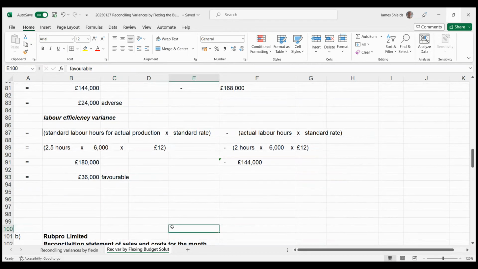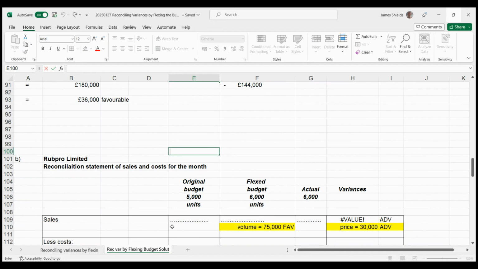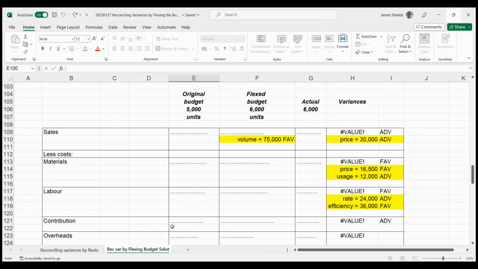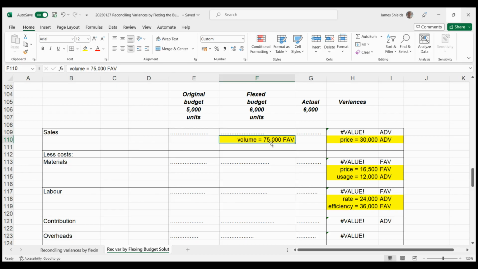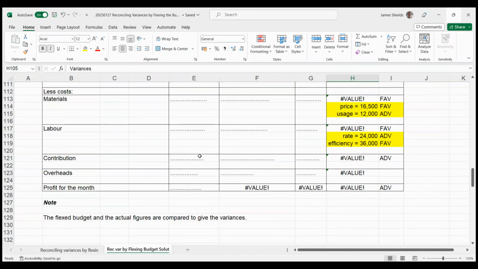Right, now we're going to use all of these variances in our reconciliation. So the highlighted bits, the yellows, those are the variances we've already calculated. I'll get back to them in a minute. So we've got the original budget of 5,000 units, a flex budget of 6,000 units, and then the actual revenue and cost for the 6,000, and then the variances. So we're going to the bit below.